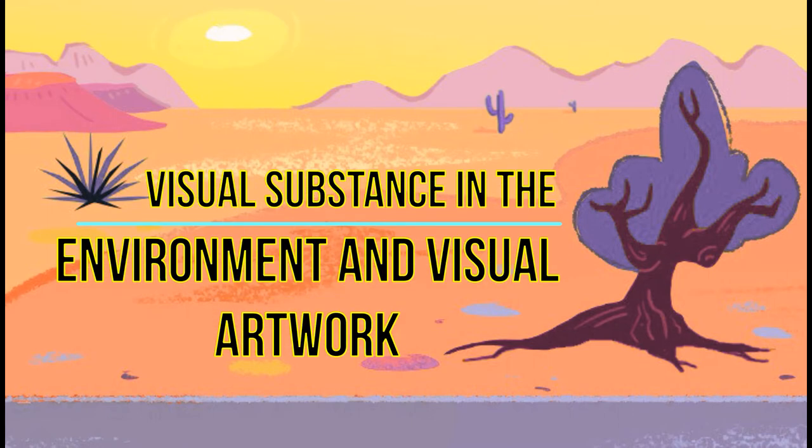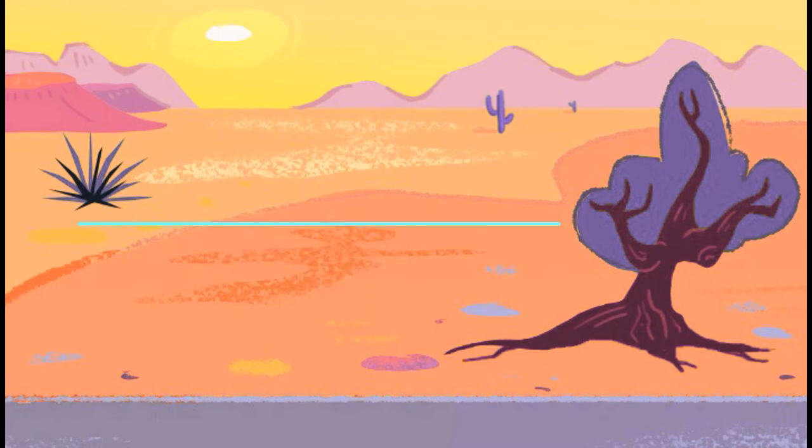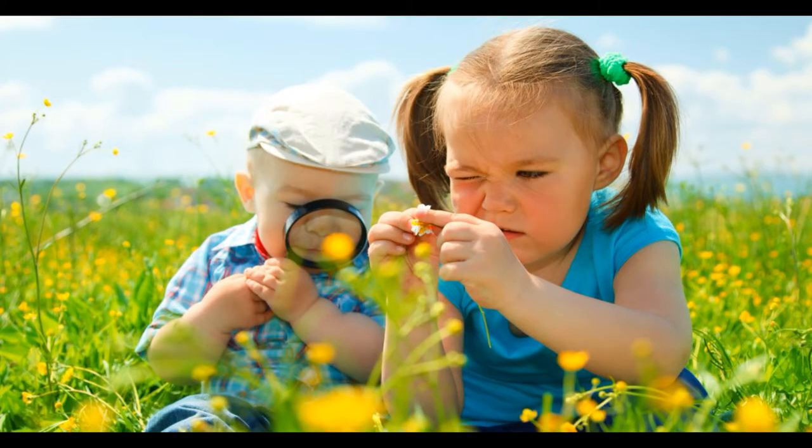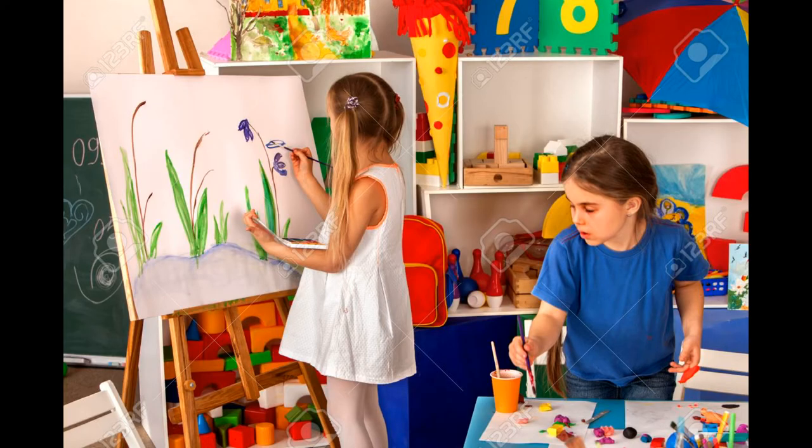For your art class, we are going to talk about visual substance in the environment and visual artwork. For this unit, we are going to talk also about the basic elements of art. Lines, colors, shapes, forms, and surface are visual elements of different things found in nature, the environment, and visual artworks. Observation, creativity, and basic skills practice help us create well-designed visual artwork.